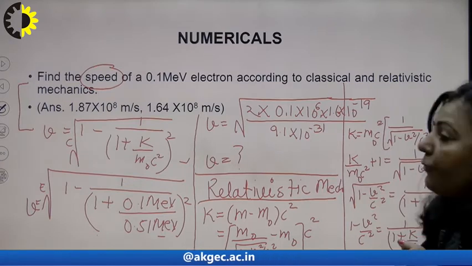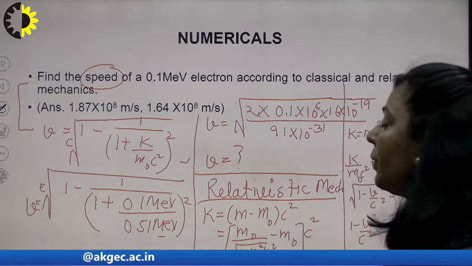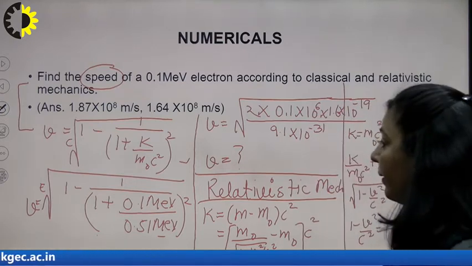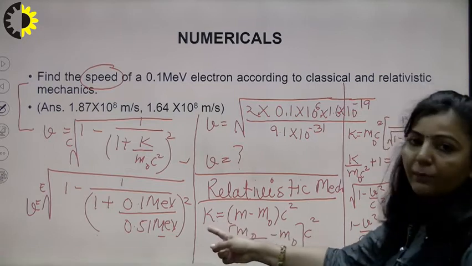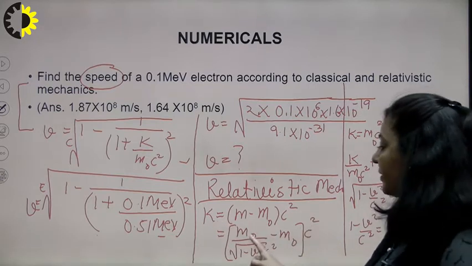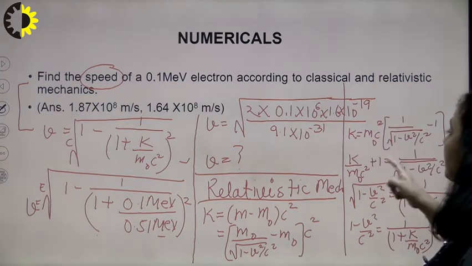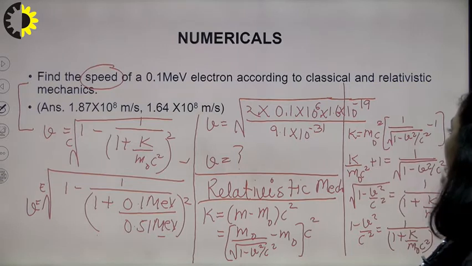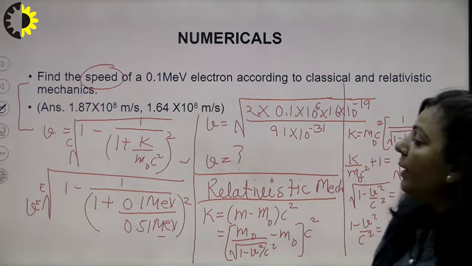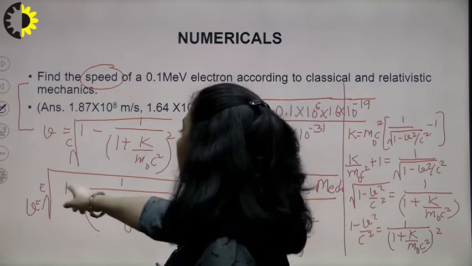So for classical mechanics, you have simply K is half m v square. Simplify that for v, you will get the value of v. And in relativistic mechanics, you have to adopt this method. K is (m minus m naught) into c square. m is equal to m naught upon this. Take m naught common, you are getting this. Then K upon m naught c square plus 1, that is equal to this. Simplify it for v, and then substitute all these values. v is equal to c into root of this.